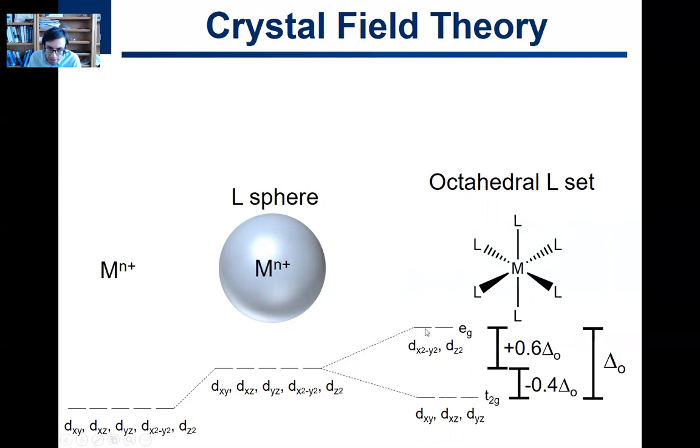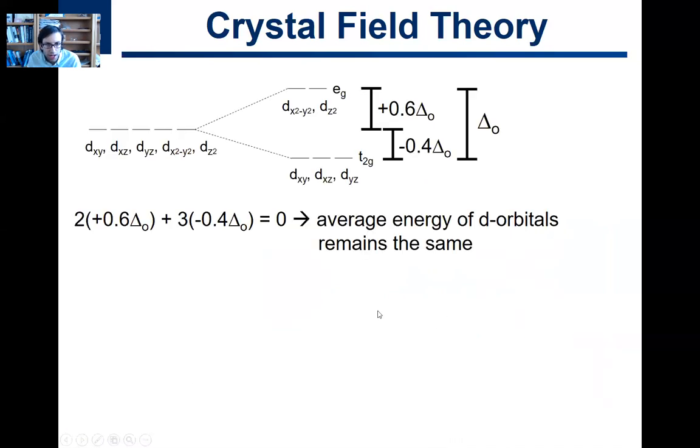That means the two Eg orbitals had to go up 0.6, times some arbitrary unit, and the T2g had to go down 0.4. We call the gap between the Eg and the T2g delta O. The average has to stay the same, and that's what this says: 2 times plus 0.6 delta O plus 3 times minus 0.4 delta O equals 0. Because three went down 0.4 and two went up 0.6, that's 0. So our barycenter, or average orbital energy, is the same.